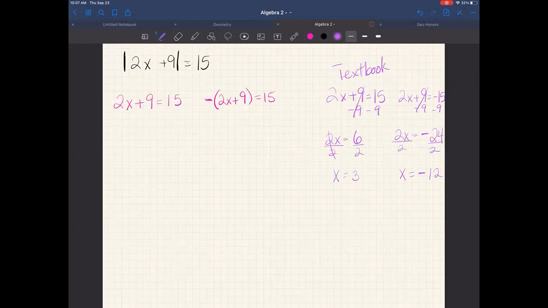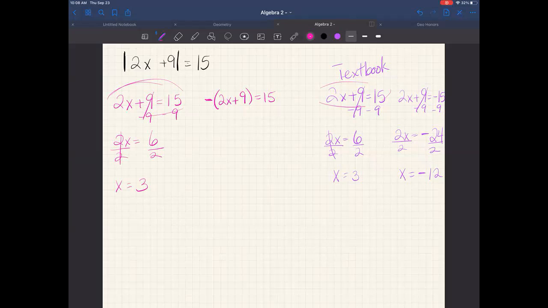Yes? So far so good? So that's the textbook's way. If you prefer to do my way, this one is the same as the textbook, right? I still subtract 9 from both sides. I still get 2x equals 6. So these 2 equations match. That's why I go through that one quickly, because they're the same thing. I already did it once. I'm not going to waste too much time doing the whole steps again.